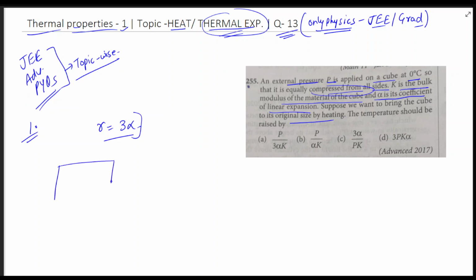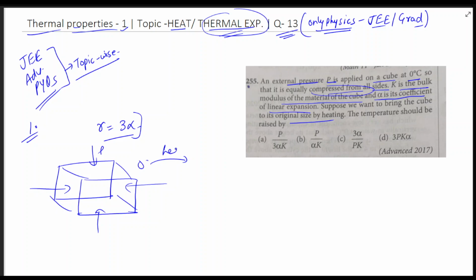So what is happening is we have a cube at 0 degrees Celsius and we applied a pressure. This pressure won't affect its shape, but what will happen when I start to heat it up to T degrees Celsius? It starts to expand. Then internal pressure will build up. At this T degrees Celsius, P internal will be equal to P external due to expansion, and hence stress will be created. So using this concept, we have to find the temperature at which this is happening.